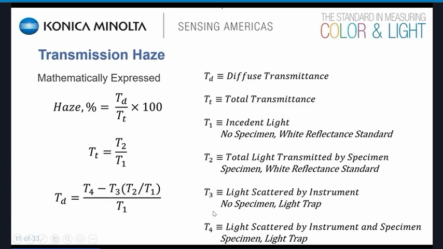And just so you know, the T4 is the light that's scattered by both the instrument and the specimen. And it's measured when the specimen is in place and the light trap is also in place. And T3 is the light that's just scattered by the instrument. So that's when no specimen is in place and the light trap is. So we can use this as a way to calculate the ratio of light that's scattered by just the specimen.